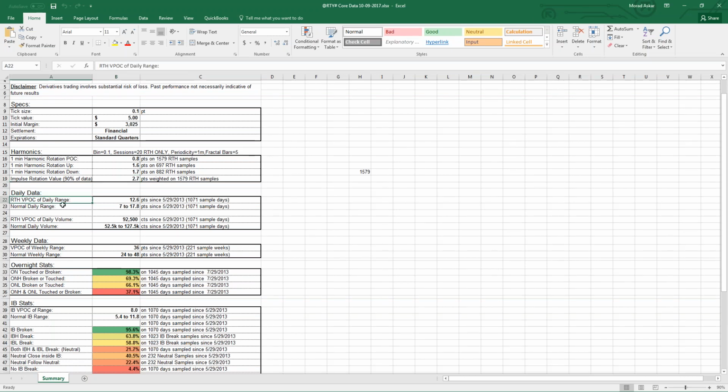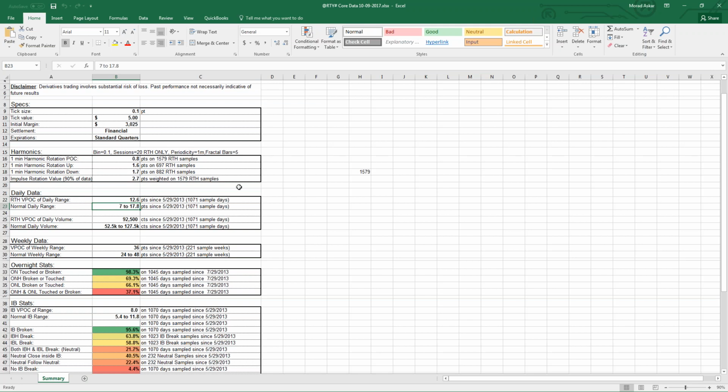On any given, so now I'll move to the daily data. What is the most common daily range in the Russell? 12.6 points is the most common range in the Russell. That's pretty good, right? It's moving 12 handles or 126 points, ticks on $5 a tick. Pretty good. Okay, that's the most common. The normal range for the Russell is anywhere between 7 and 17.8 points.